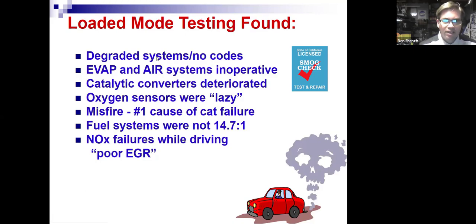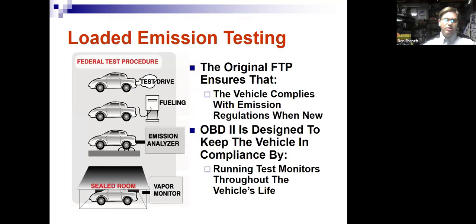So we identified all kinds of issues through loaded mode testing. Now, just for you guys who may not be aware, when cars are built and they're coming off of the assembly line, they get run through a federal test procedure. So what that means is they're going to pull a certain percentage of cars right off the assembly line, maybe 2%, 5%. If they're getting in trouble or cars are failing the federal test procedure, they're going to have to pull more cars out and test them. And they've got to report these test results to the EPA. So it's kind of like a self-reporting thing that the car manufacturers have to do.